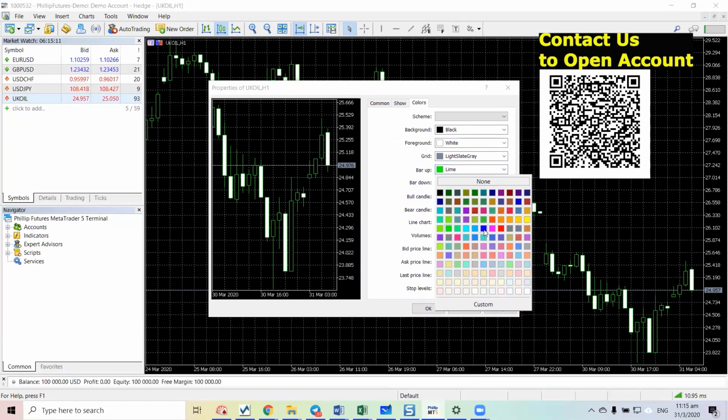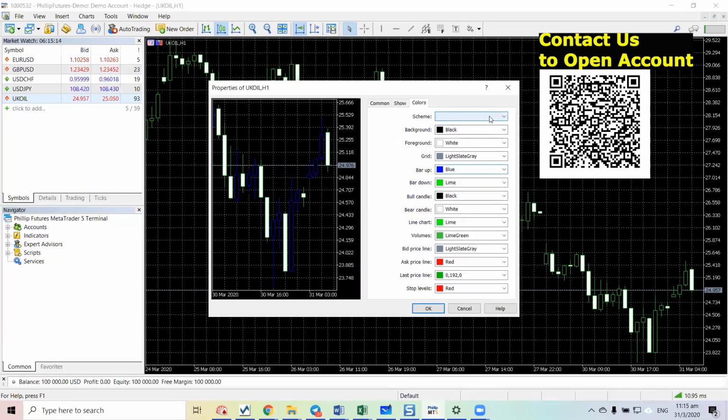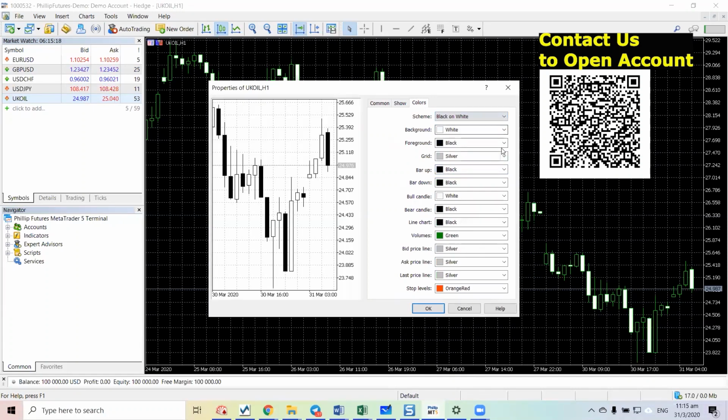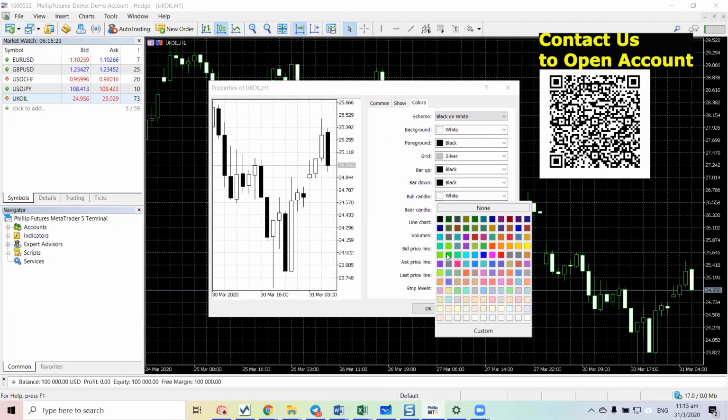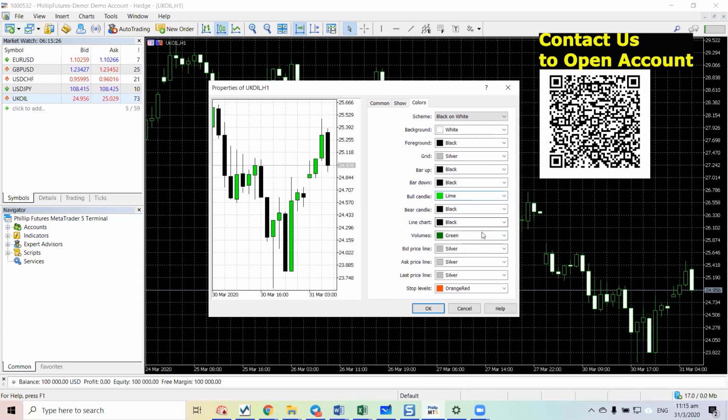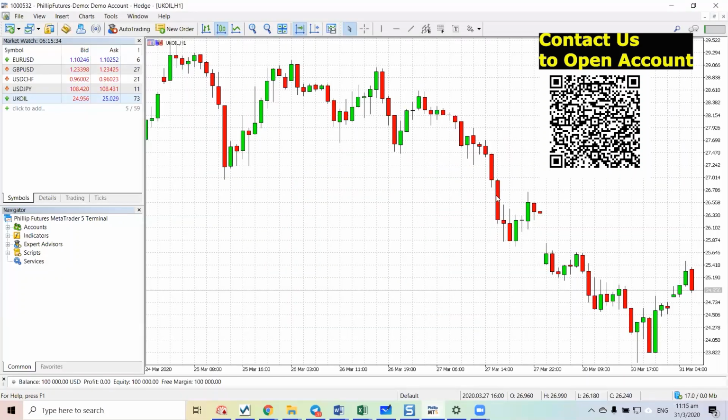You can change the scheme to a white background as well, because most people like a white background. Then you change the color of the bull candle and bear candle to maybe green and red. Bear candle I change to red. Then I click OK. Now it looks much friendlier for us.